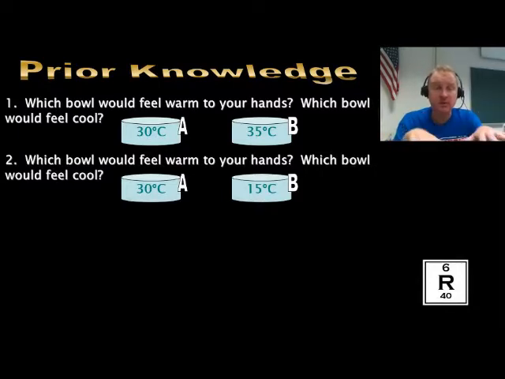So if you had your hands in both bowls, if you take a look at this, in the first example, you would probably say B would feel warm to your hands and A would feel cool. And in number 2, you would say A would feel warm to your hands and B would feel cool.